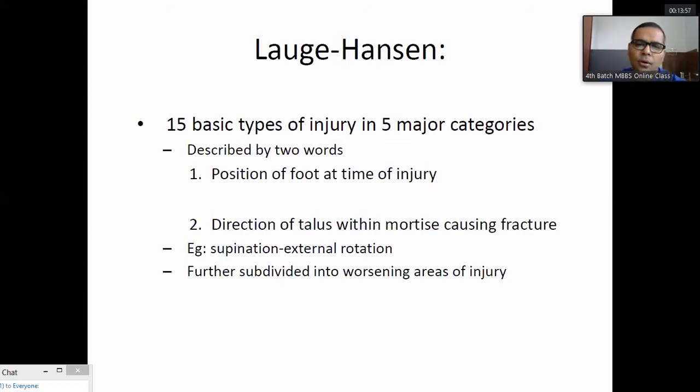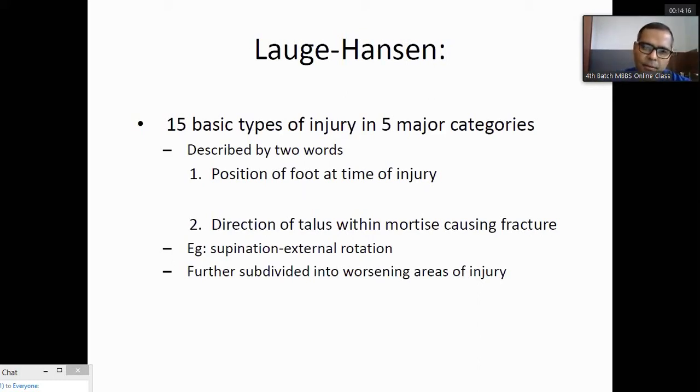So Lauge-Hansen classified ankle injuries based on the position of the foot at the time of the injury and the direction of the force which moved the foot.